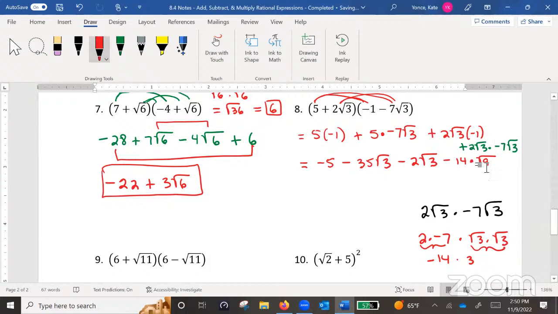So 2 times negative 7 is negative 14. Square root of 3 times square root of 3 is square root of 9. The one thing I don't want people to do is say 9. A lot of people say square root of 3 times square root of 3 is 9. It's not, it's square root of 9.